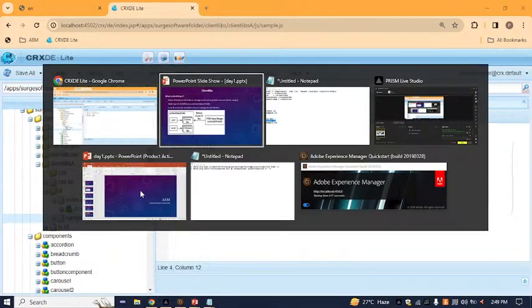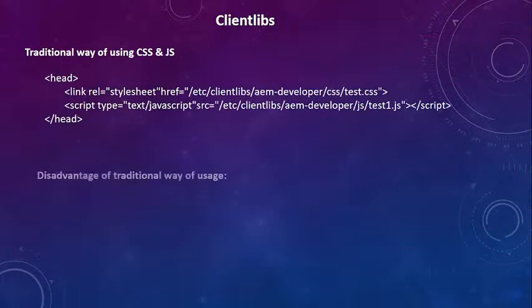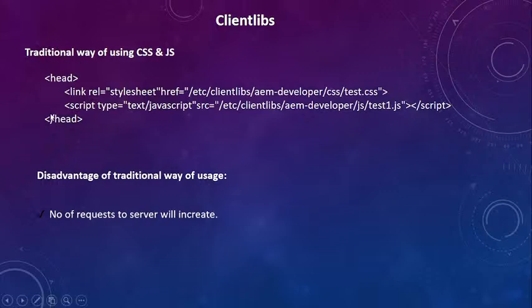Now here you see, we have one drawback whenever we use the traditional way, that is the number of requests to serve. Consider this is a traditional way, and inside that we have defined a link tag for the style CSS, and this one is a JavaScript. Now we have 1,000 files, so 1,000 times you have to define these tags, and this is the drawback.